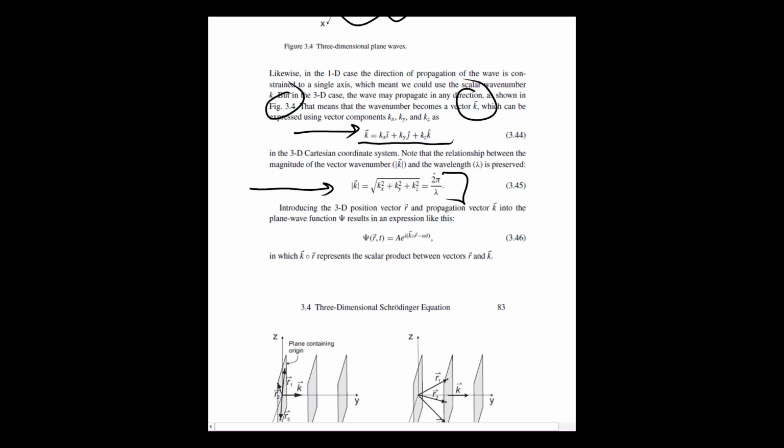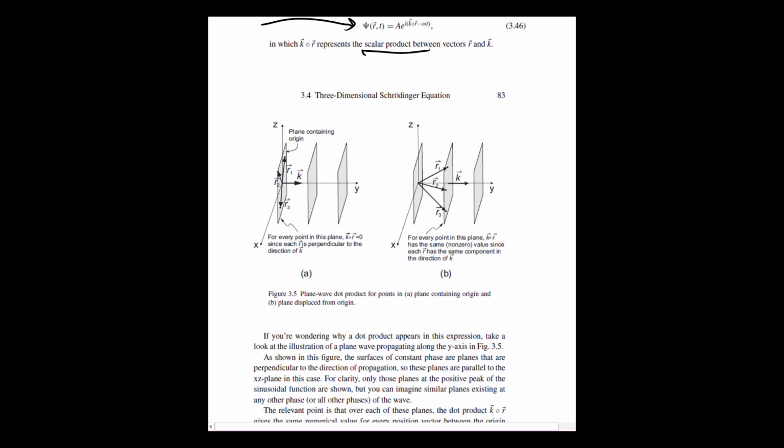So if we're going to put that vector k in and the vector r instead of x, our wave function psi looks like this. It's now a function of r and t, and notice that in the exponent, where we used to have kx, we now have k the vector dot r the vector, the scalar product between those two vectors.